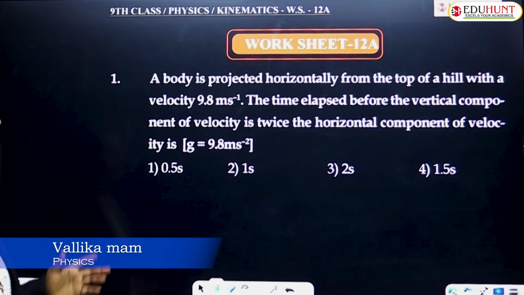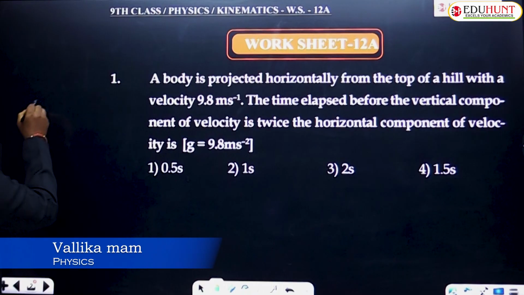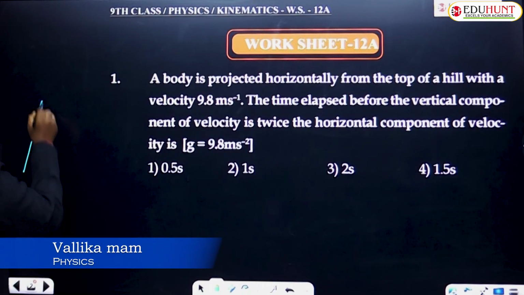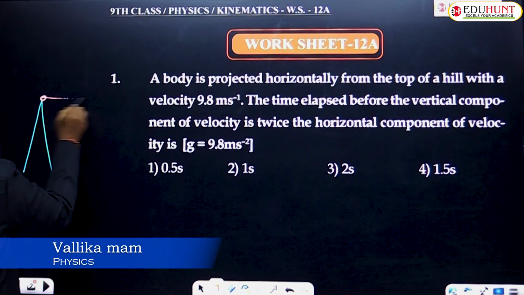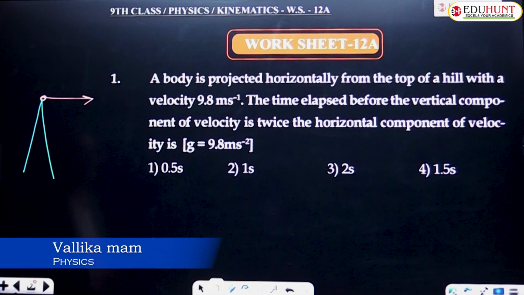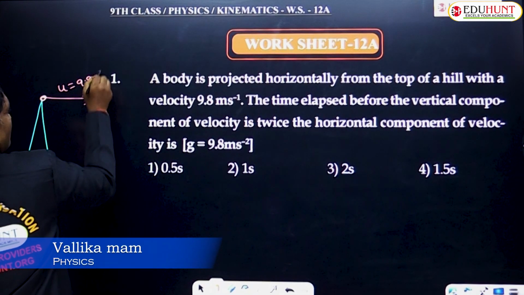First question. A body is projected horizontally from the top of a hill. What is given, children? A hill was given. From the top of the hill, a body is projected horizontally with what velocity? U is given as 9.8 meter per second.